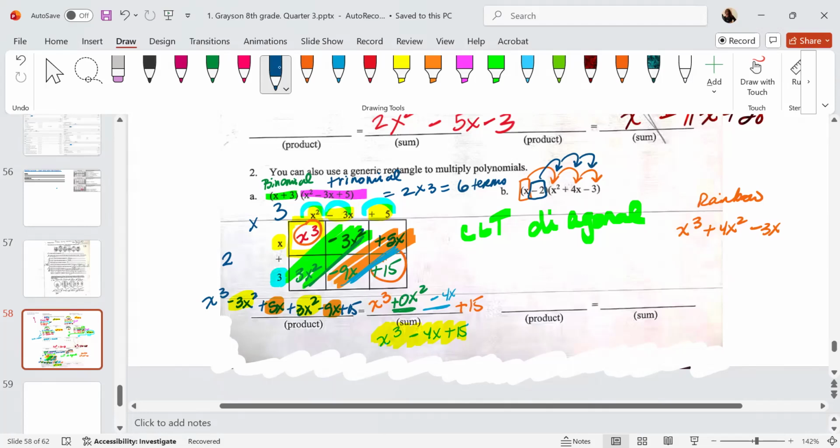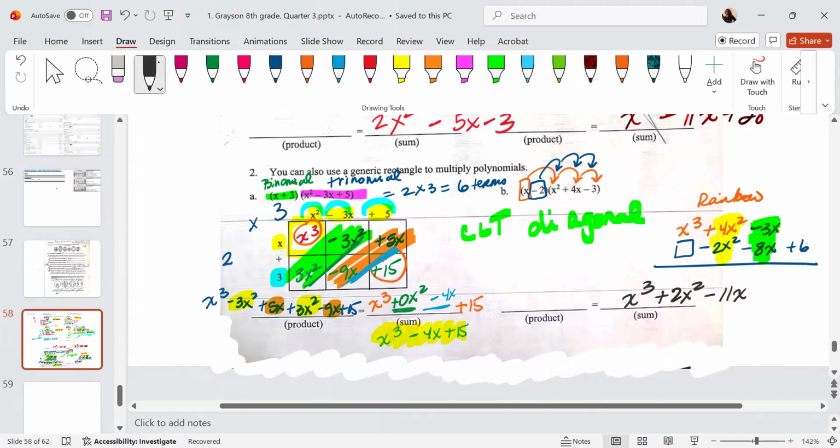Negative 2 times x squared, you got to move a spot back, okay? It's going to give you a negative 2x squared. Do you see that? Negative 2 times negative 4 or positive 4 is a negative 8x, correct? Negative 2 times negative 3 is a positive 6. Do you see that? Then you just combine this down, and then you combine this down. Do you see that? So it is x cubed plus 2x squared minus 11x plus 6. And that is your answer.